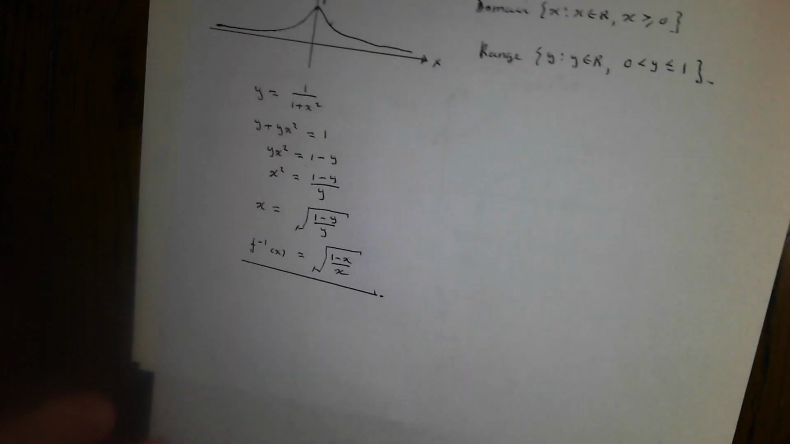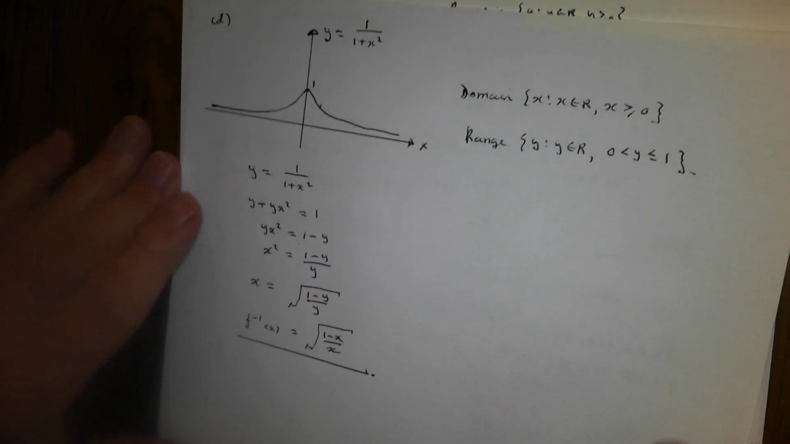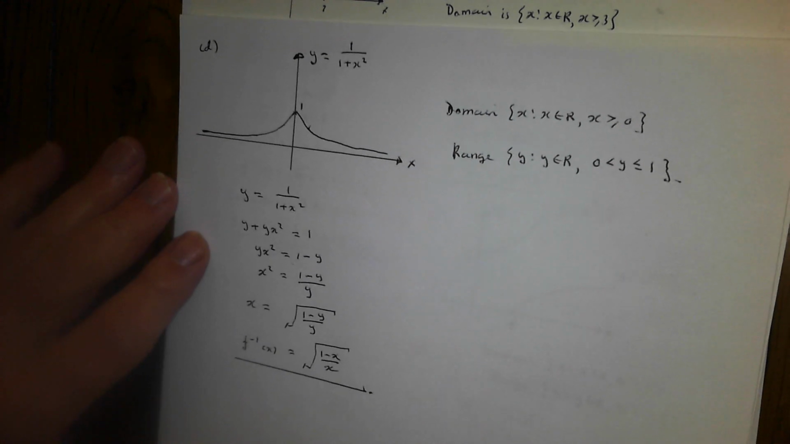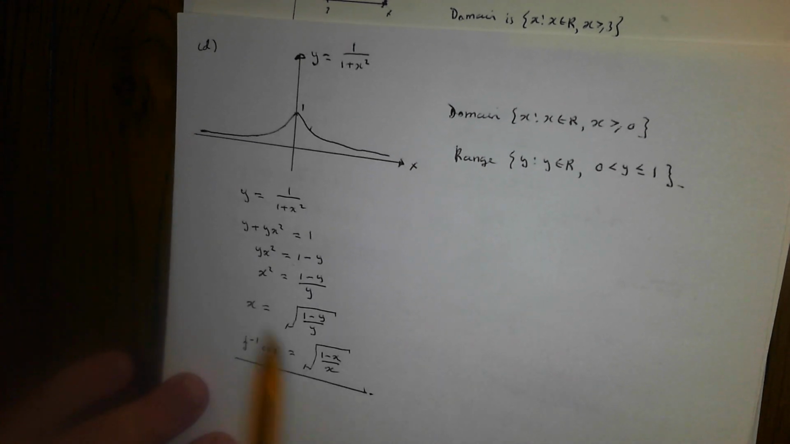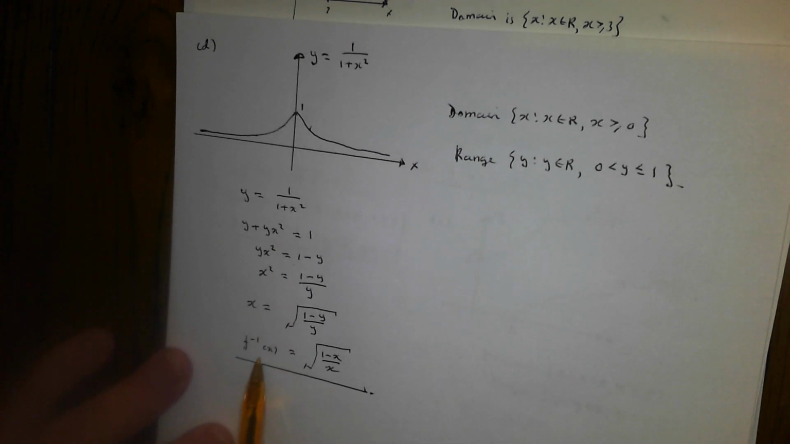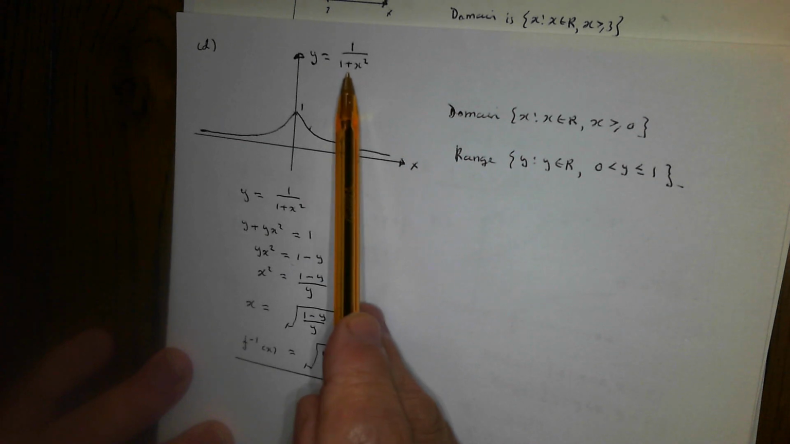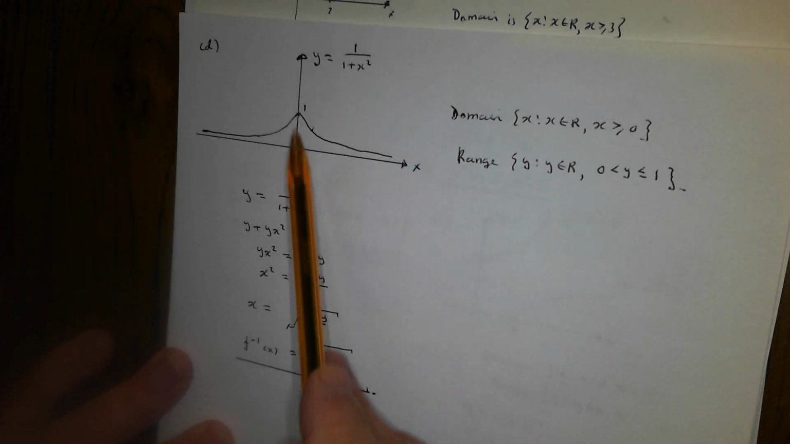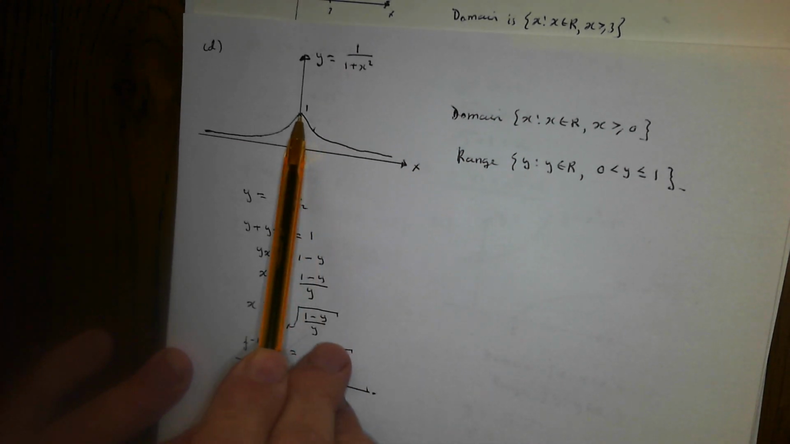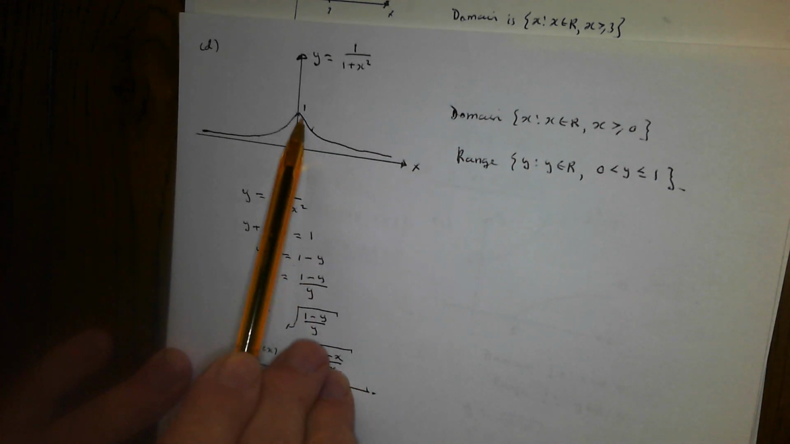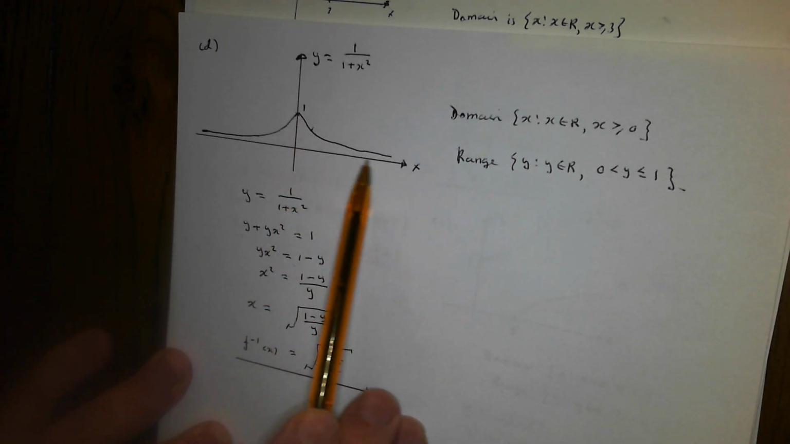And part D, which was quite interesting. This is quite easy. This is just a bit of algebra. So you get f minus 1 of x is root of 1 minus x over x. This graph here, when x is 0, you get 1. So 0, 1.